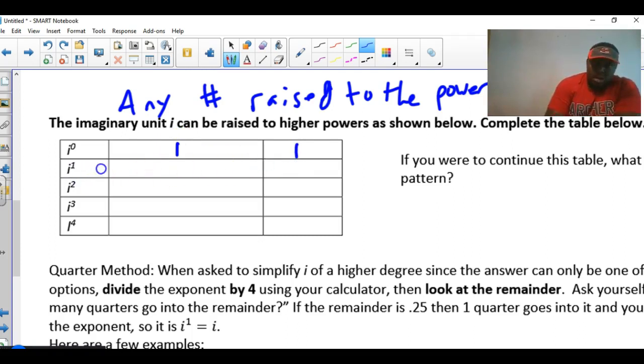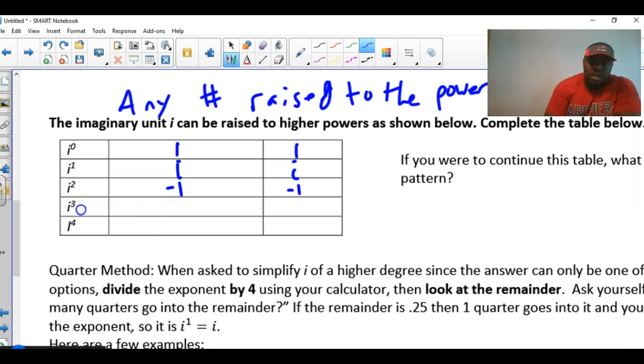i to the first. All right, think about it. If I had 1 to the first power, it would be 1. 2 to the first power is 2. So i to the first power, guys, is i. Okay. i squared, guys. Well, think about it. We already talked about it also. i squared is -1.